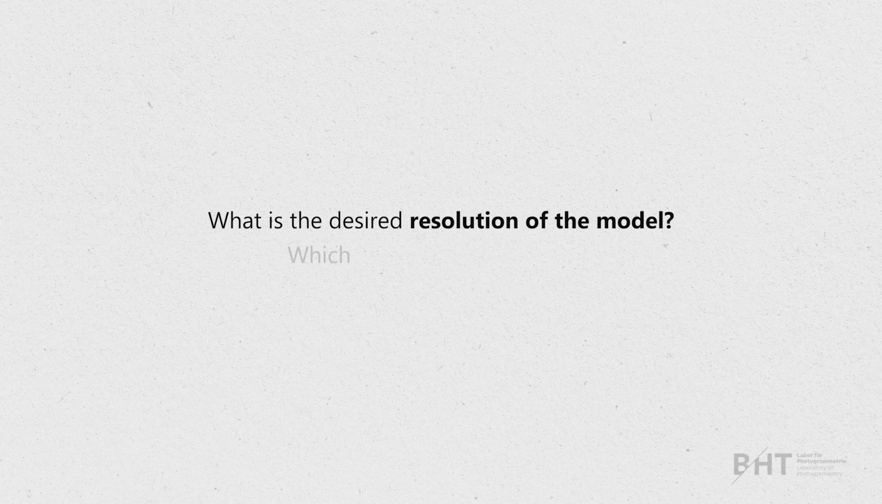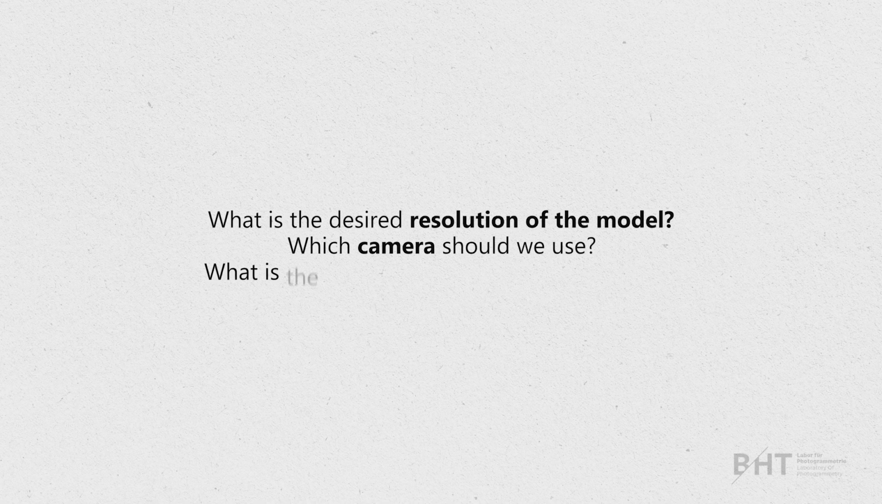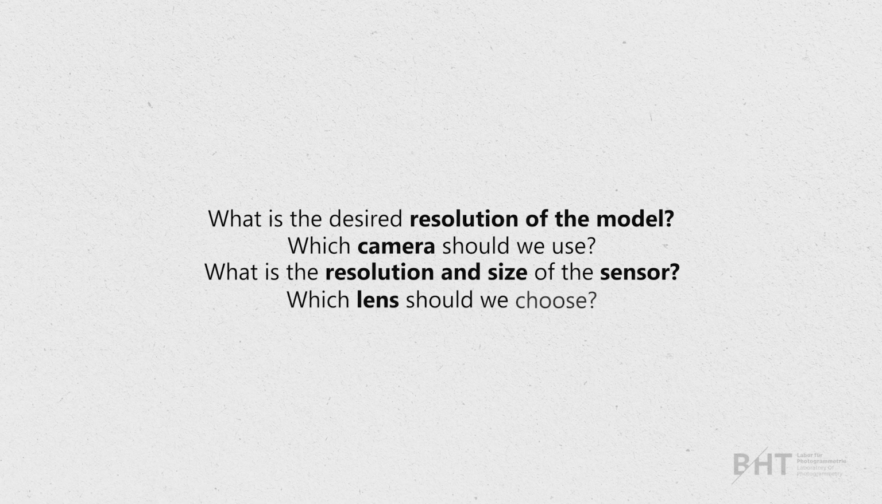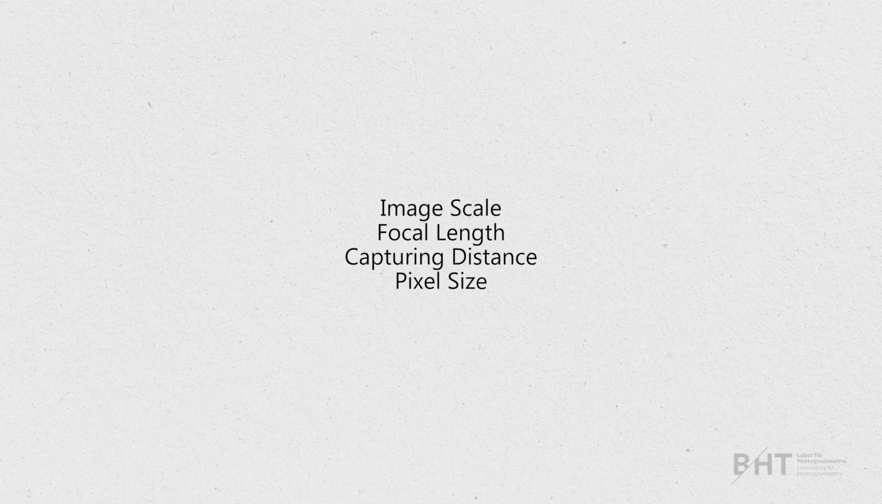Decisions like which camera should we use, what is the resolution and size of the sensor, which lens should we choose. The questions lead us to the subject of image scale and focal length, capturing distance and pixel size. These geometric parameters depend on each other. To make a good decision, we need to understand their interrelationships.